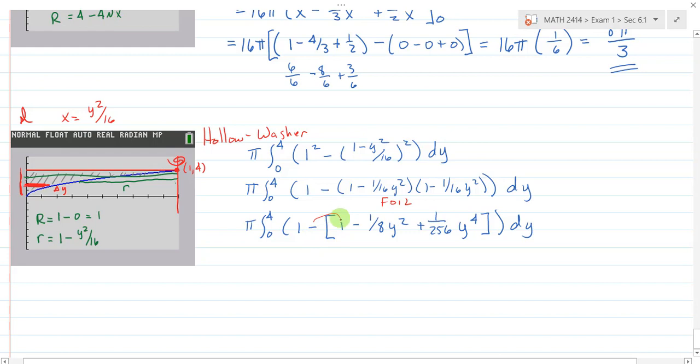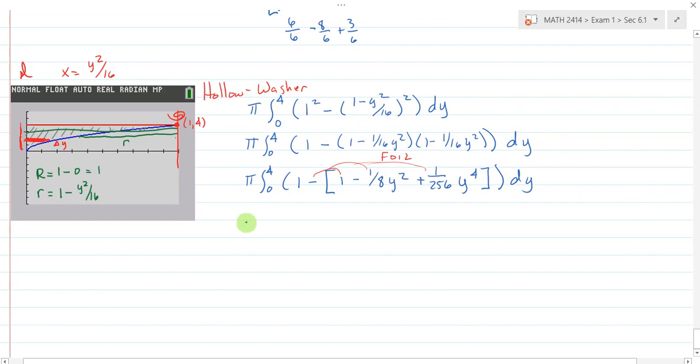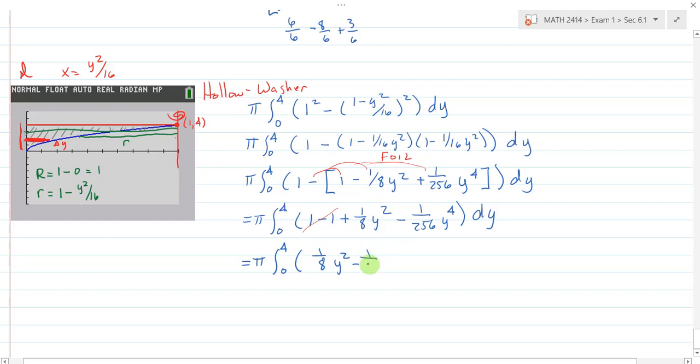And now I need to distribute this negative across here and combine like terms. Once again, it's the algebra that can trip you up in calculus. So that's going to give us pi times the integral from 0 to 4 of 1 minus 1, minus times minus is plus 1/8 y squared, and then minus 1 over 256 y to the 4th dy. Well, the 1 and the negative 1 are going to cancel each other out, so I'm left with the integral from 0 to 4 of 1/8 y squared minus 1 over 256 y to the 4th dy.